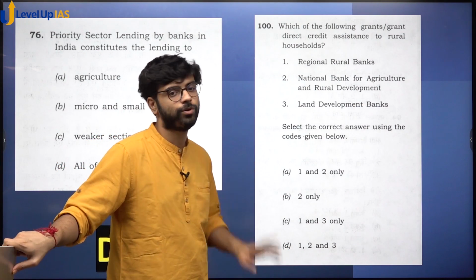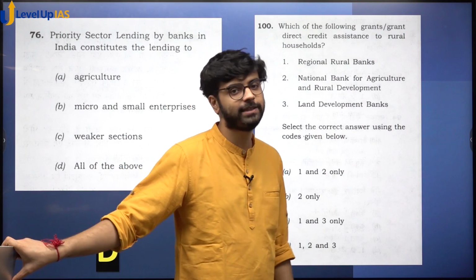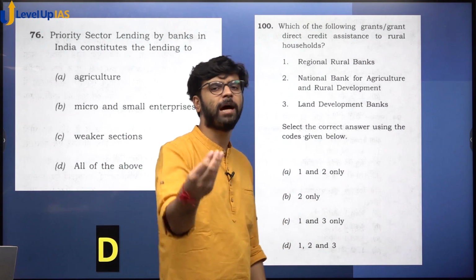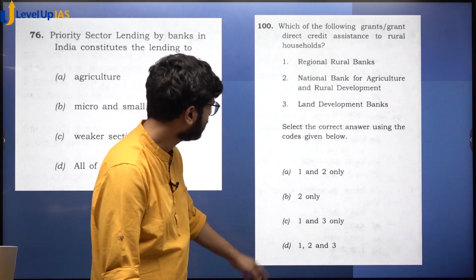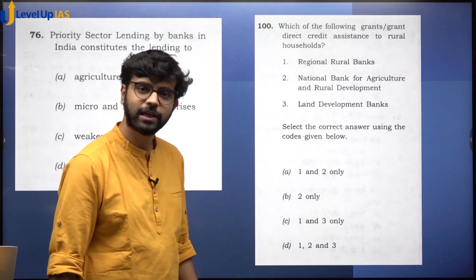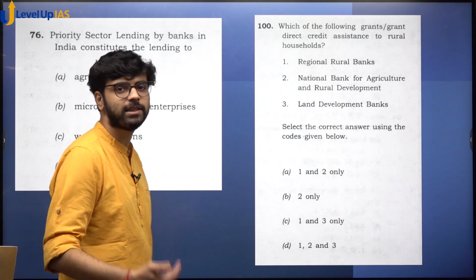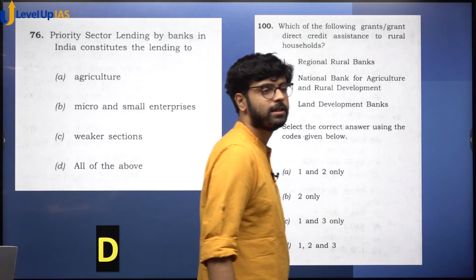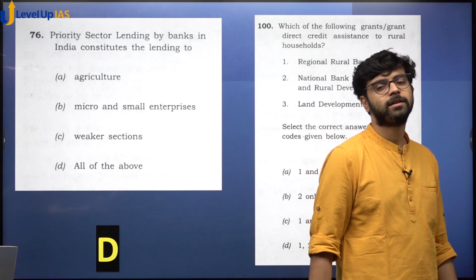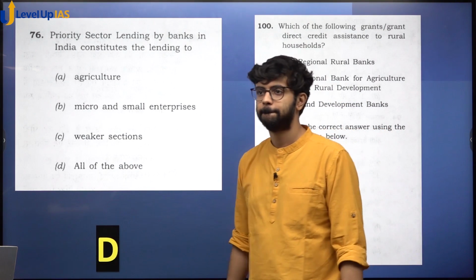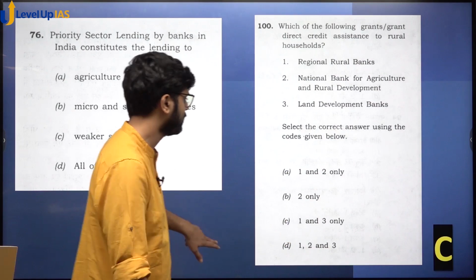Still, you should know that 2 is not correct. There is no escaping in this question. But if you know NABARD doesn't provide direct credit, you arrive at the answer directly: 1 and 3. Very simple, straightforward question. What are the other refinance agencies? SIDBI, Mudra. Okay, these are other refinancing agencies.